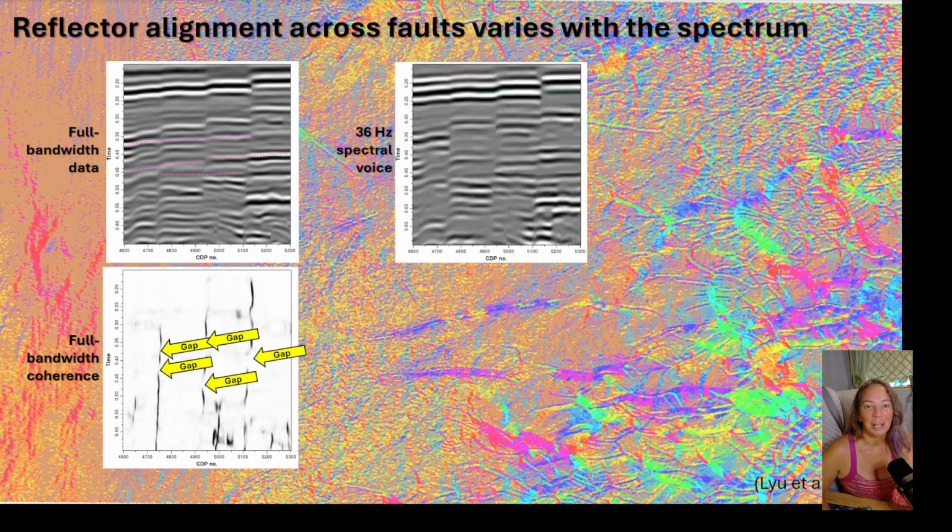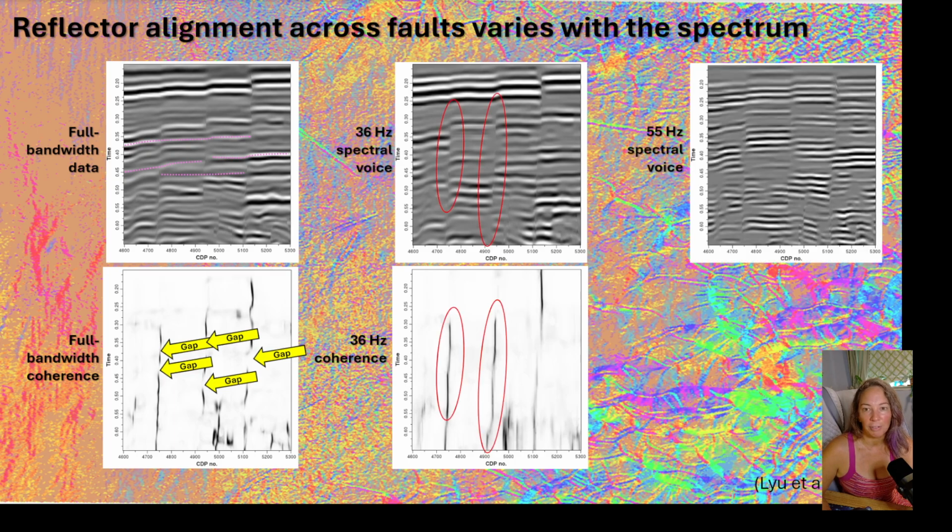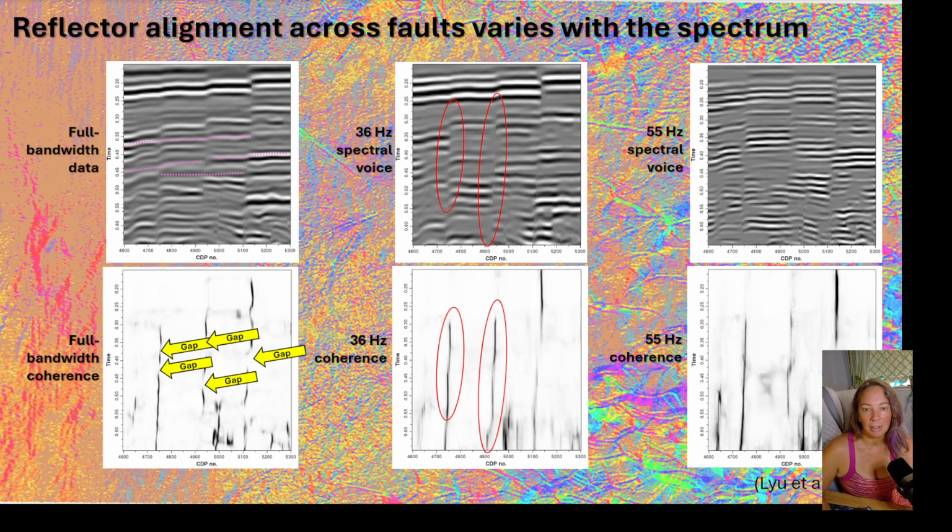So we can look at the spectral voice around 36 hertz. So breaking that out of the full bandwidth of your data. And here we've got much cleaner images. You can see that those faults are showing up much more clearly in coherence. Looking at it at 55 hertz, again, nice, clear, strong coherence signals.